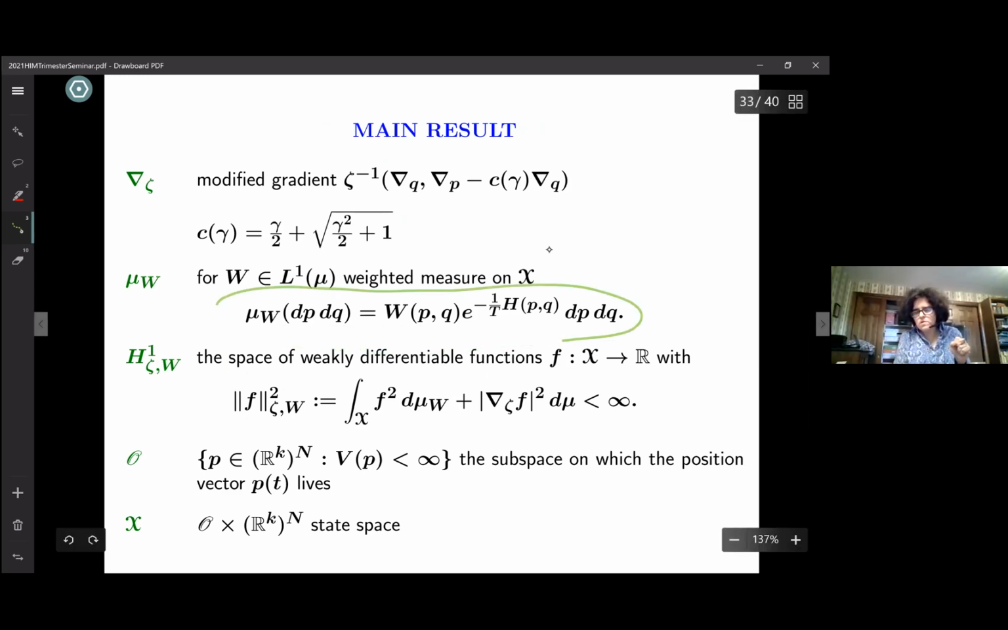So what you do, you take the Gibbs measure here, and you put a weight on this. And then we use some of these geometric techniques to guess what this weight should be to be able to control. So this is a weighted Sobolev space that we use. You do this on a subspace of your state space, so it's determined by the potential that you have.